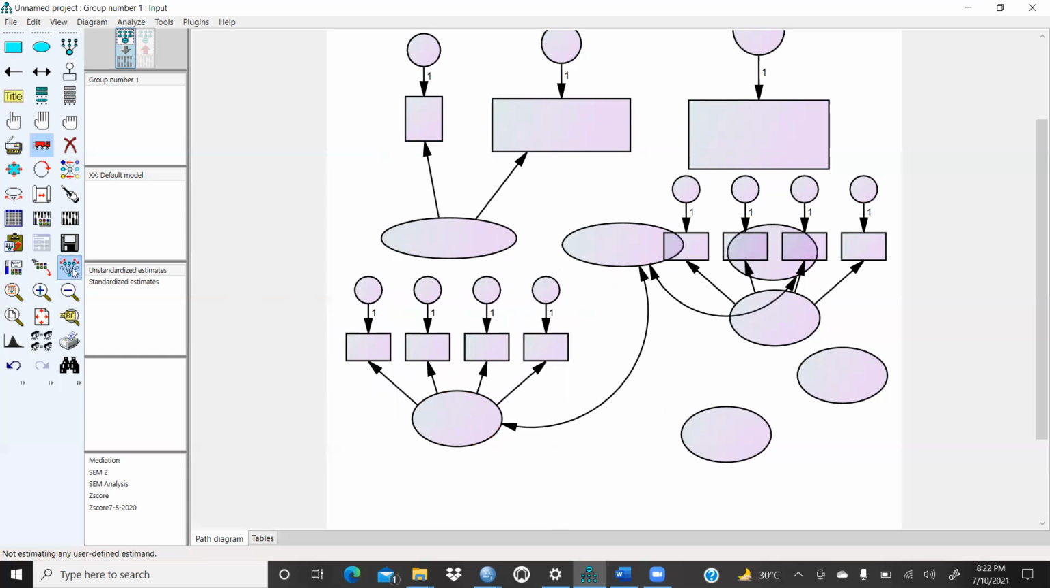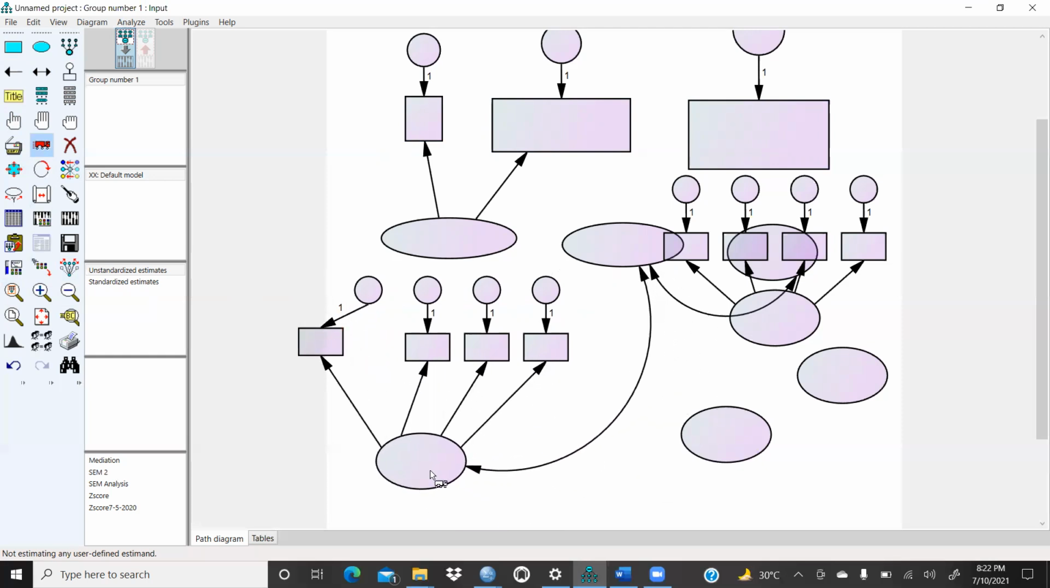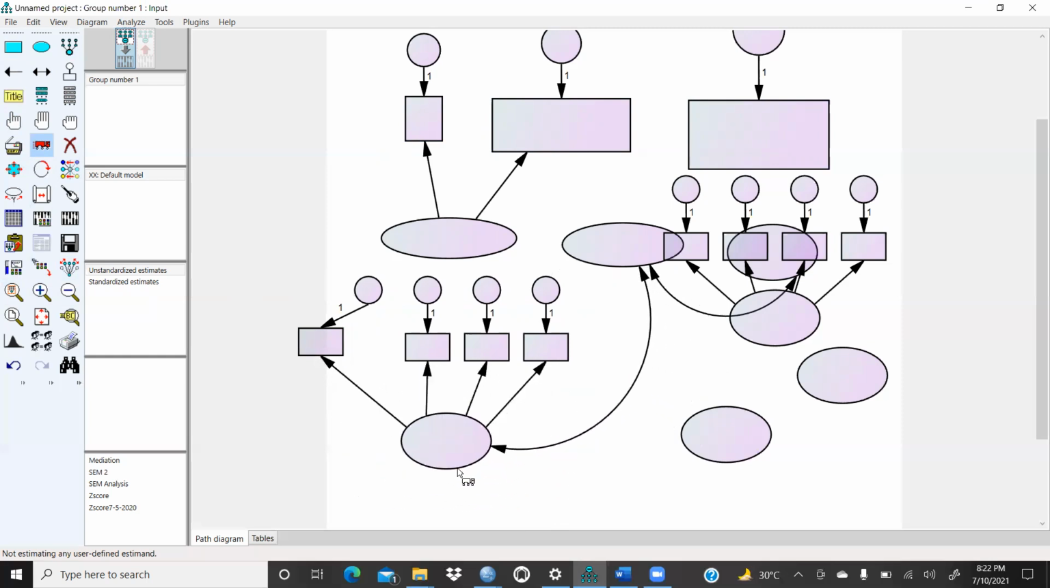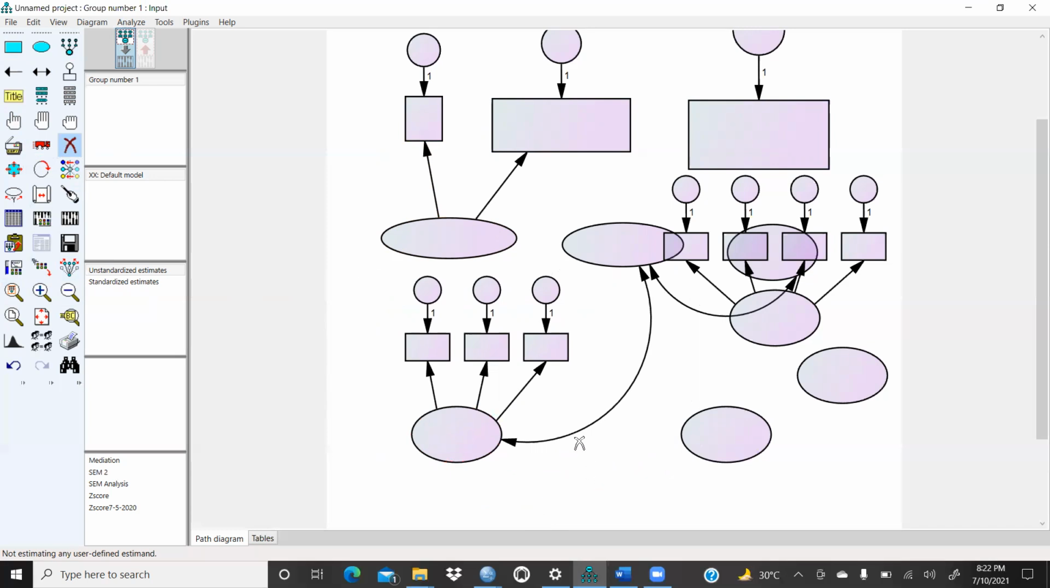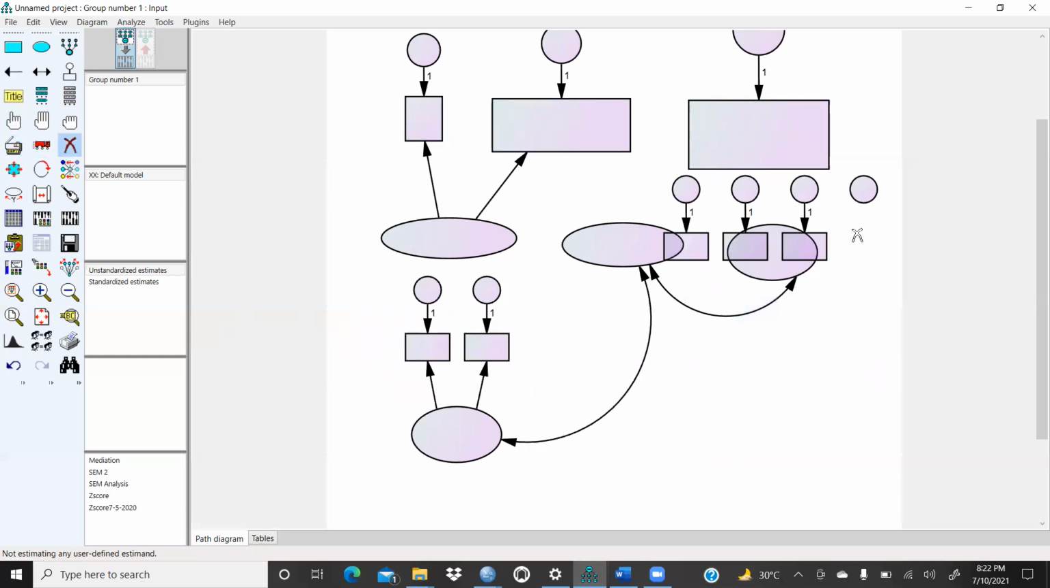But if I do not select this, what will happen? Only one thing moves, not completely, only one part is moving. This one is the erasing. Suppose I want to erase this part, I can do that. I have erased it. This is the eraser.